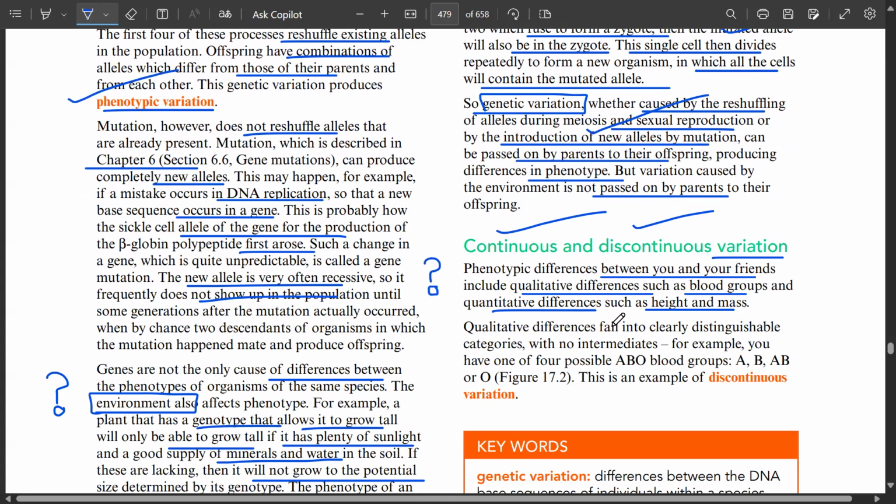You just told me what they are. Qualitative can either be mass or height, and qualitative can be like the color of our eyes. Does that count, or is that just phenotypic variation?